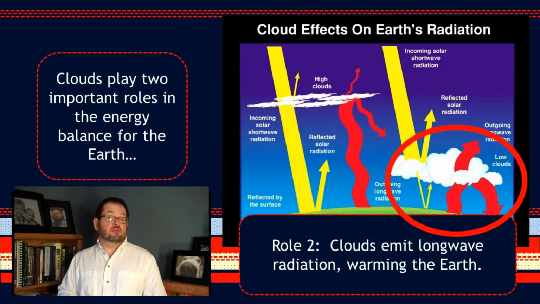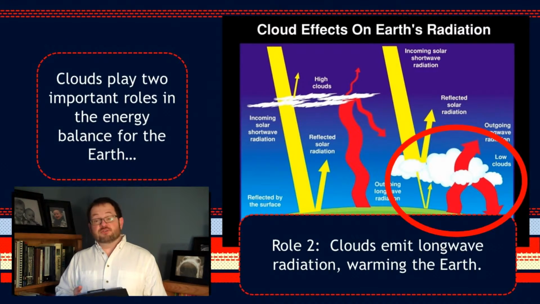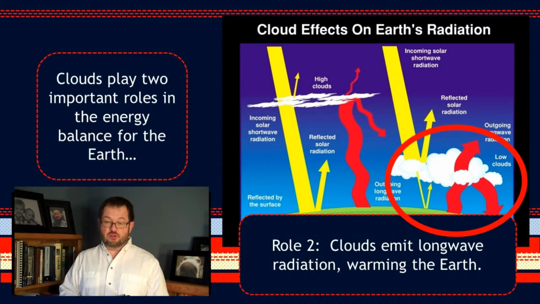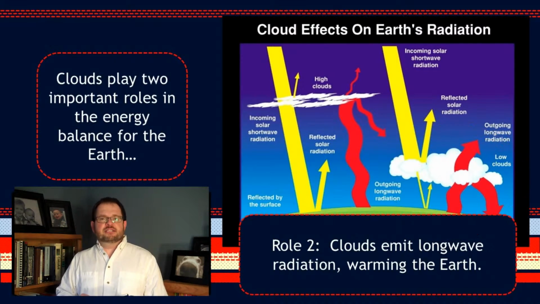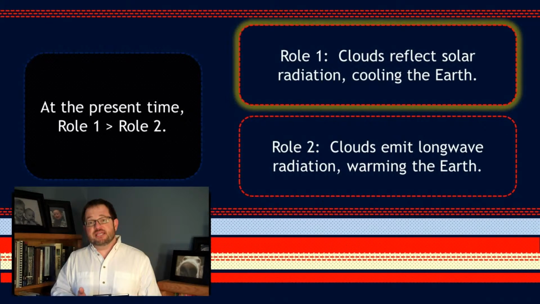On the other hand, role 2 is a long-wave role for clouds. Clouds act like a greenhouse gas. They're not a gas, but they act like a greenhouse gas. They absorb long-wave radiation that the surface of the Earth emits, and then they themselves emit long-wave radiation back down to the surface of the Earth. That is an impact that keeps the surface of the Earth warm. So there are two main roles to how clouds act in the atmosphere.